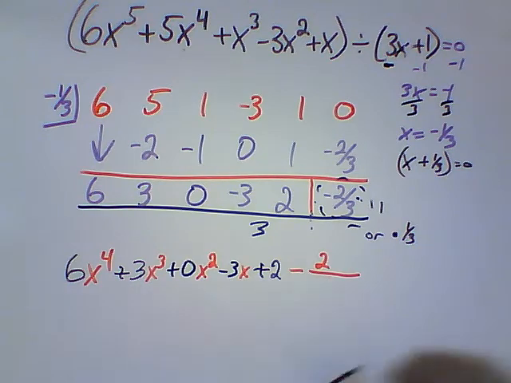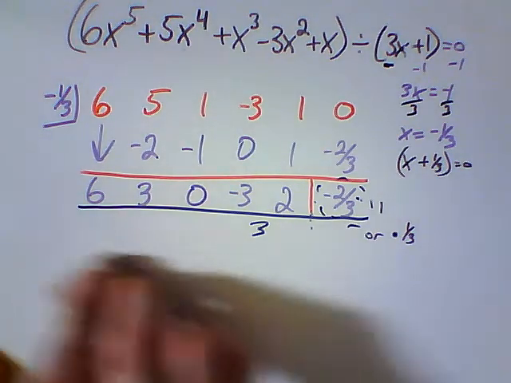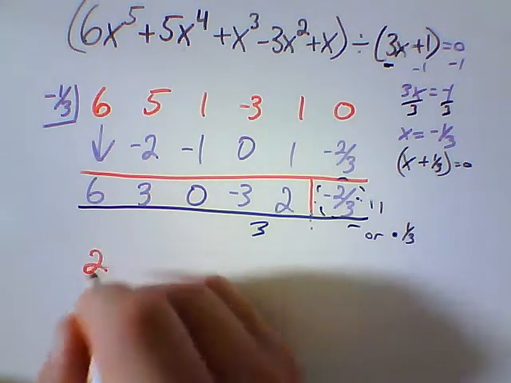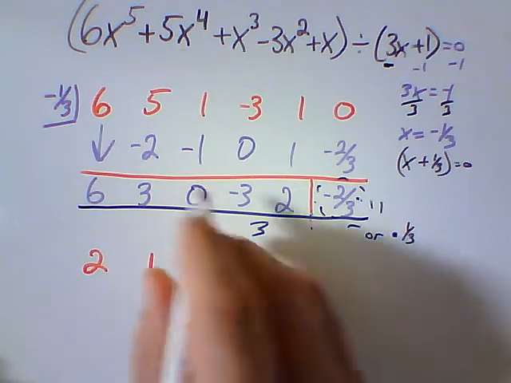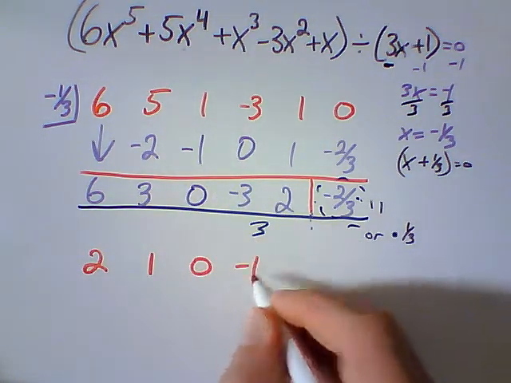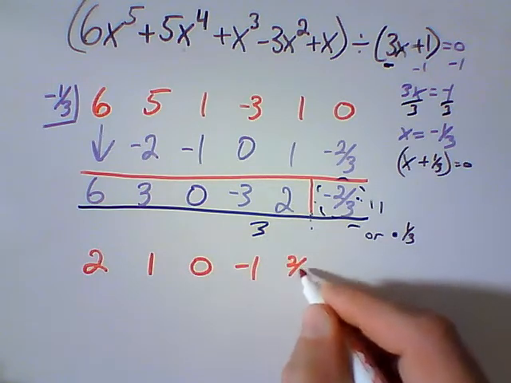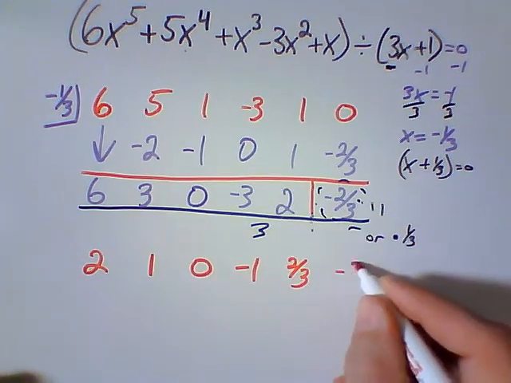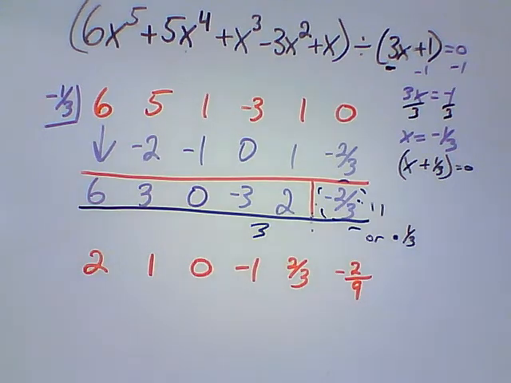I went into that speech about watching all the videos because I do it all differently, and I lost my train of thought. 6 divided by 3 is 2. 3 divided by 3 is 1. 0 divided by 3 is 0. -3 divided by 3, -1. 2 divided by 3 is 2/3. Negative 2/3 times 1/3 is negative 2 over 9.